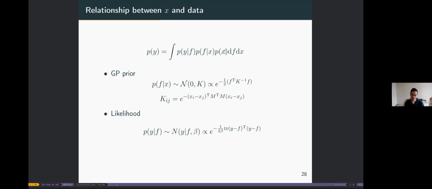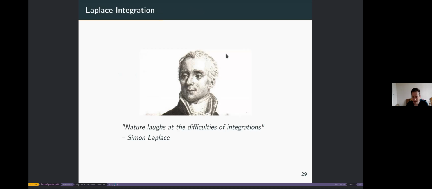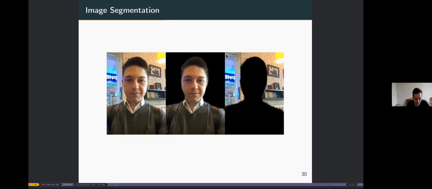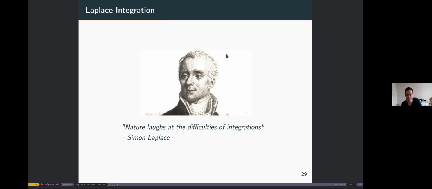So now comes my third quote of Laplace. Apparently, he said, nature laughs at the difficulties of integration. And someone also said to me, derivation is a task, integration is an art. And there's a nice XKCD plot about this, if you want that. So that's a problem. You can see we just added something very, very simple to our regression model, and it became analytically intractable straight away.